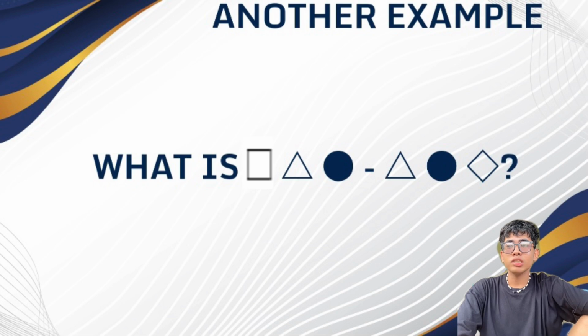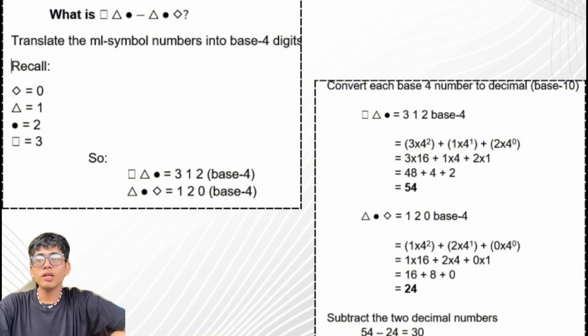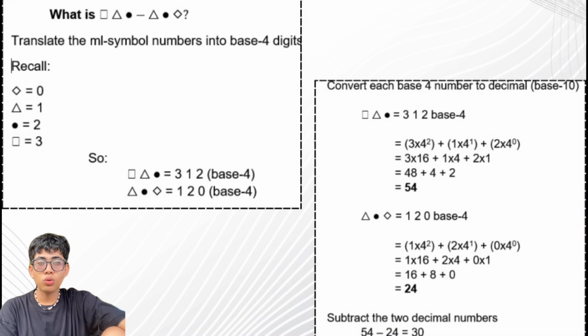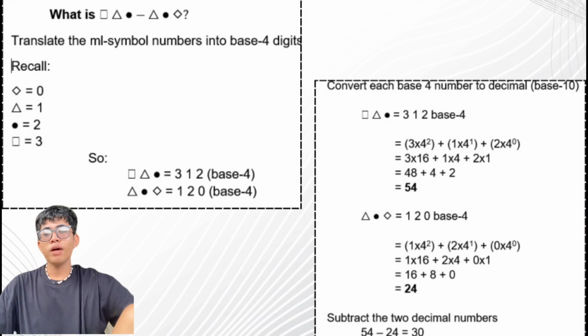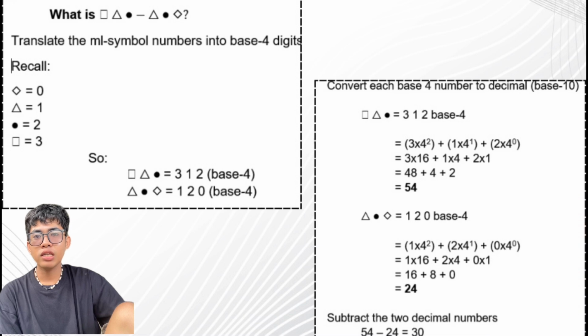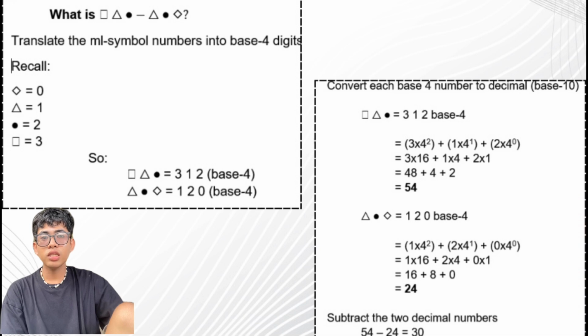So the next example is delta alpha beta minus alpha beta void. So first step is translate the ML symbol number into base 4 digits. So delta alpha beta is equal to 312 in base 4 and alpha beta void is equal to 120 in base 4. So step 2, convert each base 4 number to decimal. Delta alpha beta is equal to 312 in base 4, which is equal to 3 times 4 squared plus 1 times 4 to the first power plus 2 times 4 to the 0 power, equal to 3 times 16 plus 1 times 4 plus 2 times 1, which is 48 plus 4 plus 2, equal to 54.